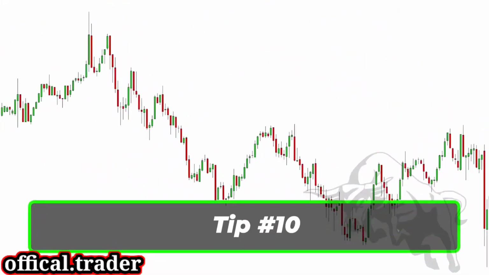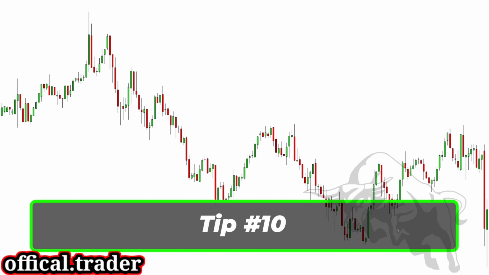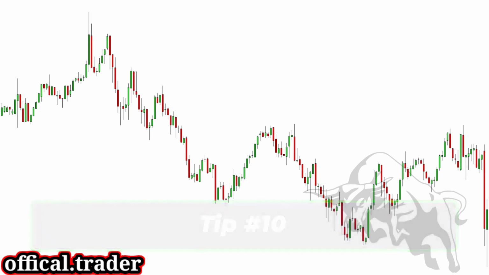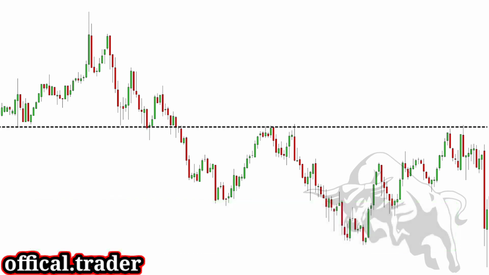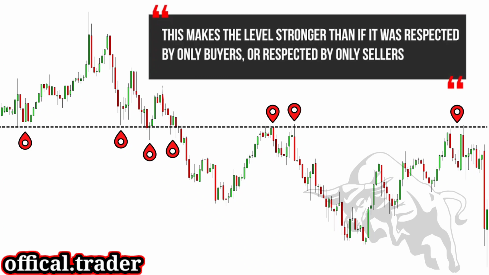Tip number 10 is to favor levels that were respected by both buyers and sellers. Here we have a level that was respected multiple times by buyers but also multiple times by sellers. This makes the level stronger than if it was respected by only buyers or respected by only sellers.